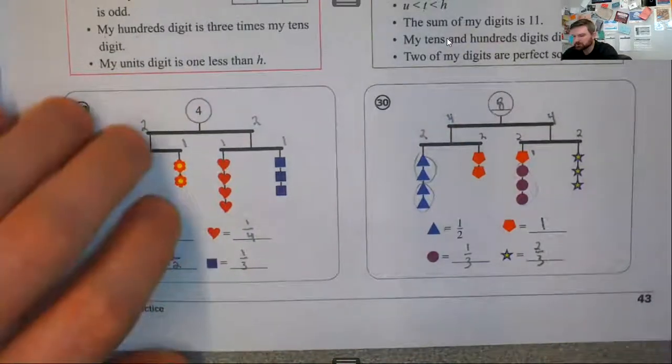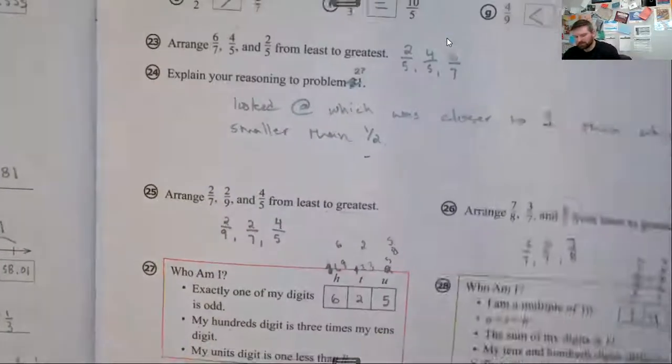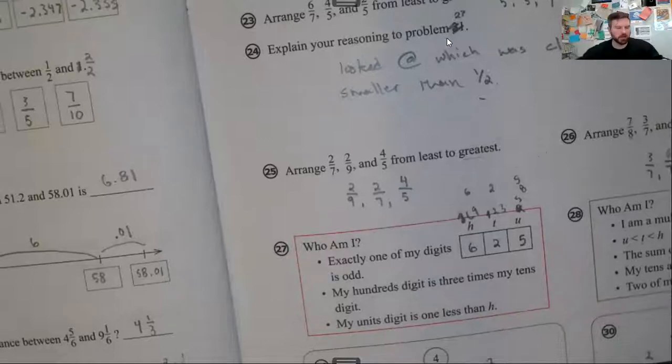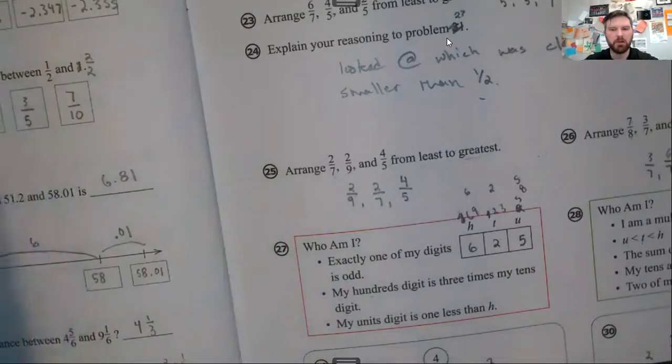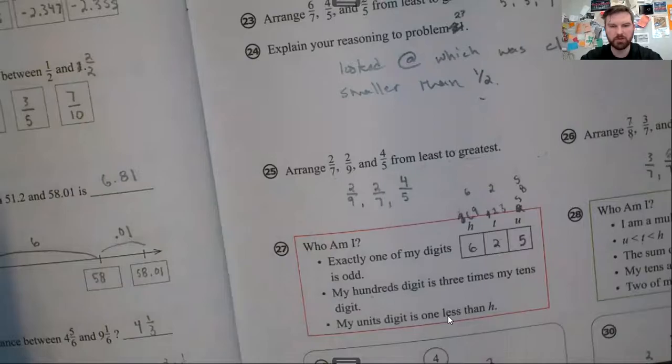Okay, so this is a really good review for the unit test. Work through them. If you got questions, please let me know, and good luck on your Unit 3 test.